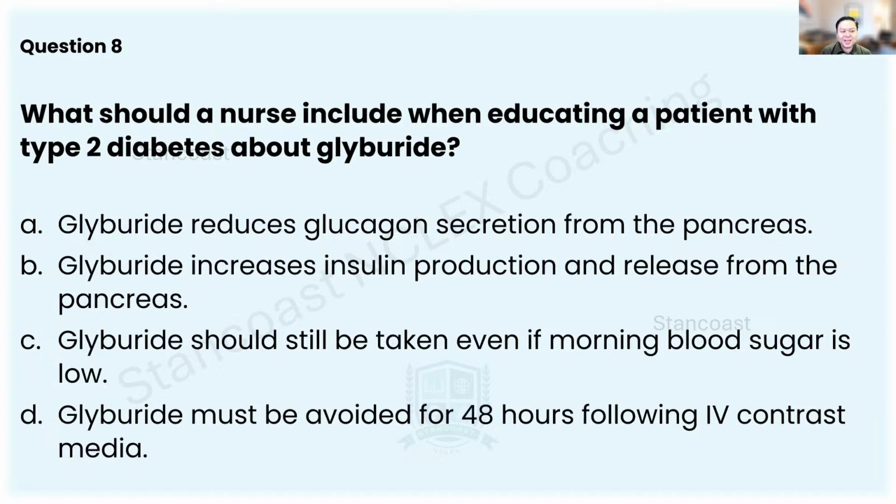All right, let's have number 8. What should a nurse include when educating a patient with type 2 diabetes about glyburide? Is it A, glyburide reduces glucagon secretion from the pancreas? Or B, glyburide increases insulin production and release from the pancreas? Or C, glyburide should still be taken even if morning blood sugar is low? Or D, glyburide must be avoided for 48 hours following IV contrast media?